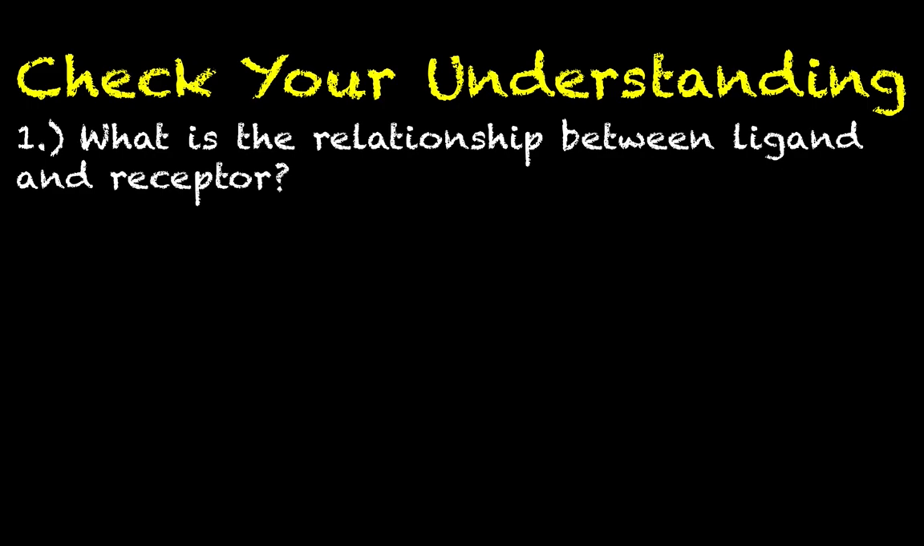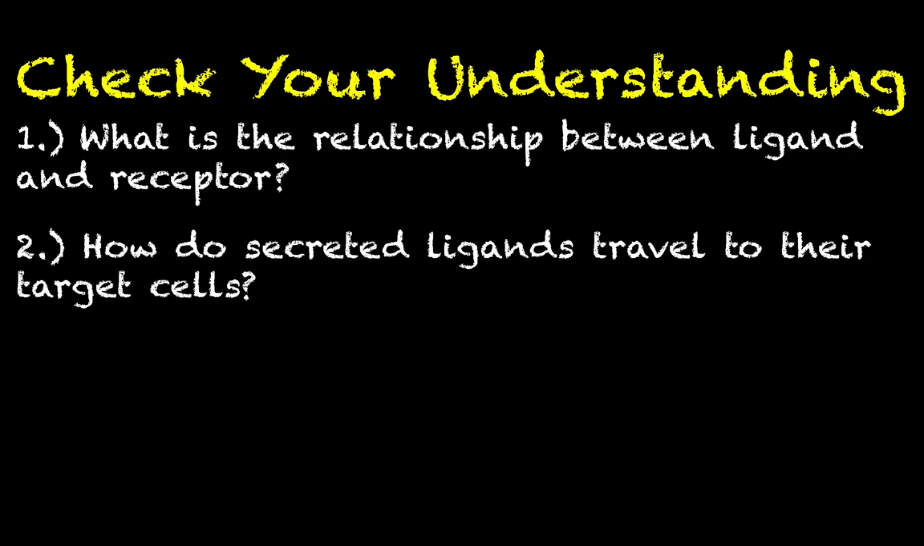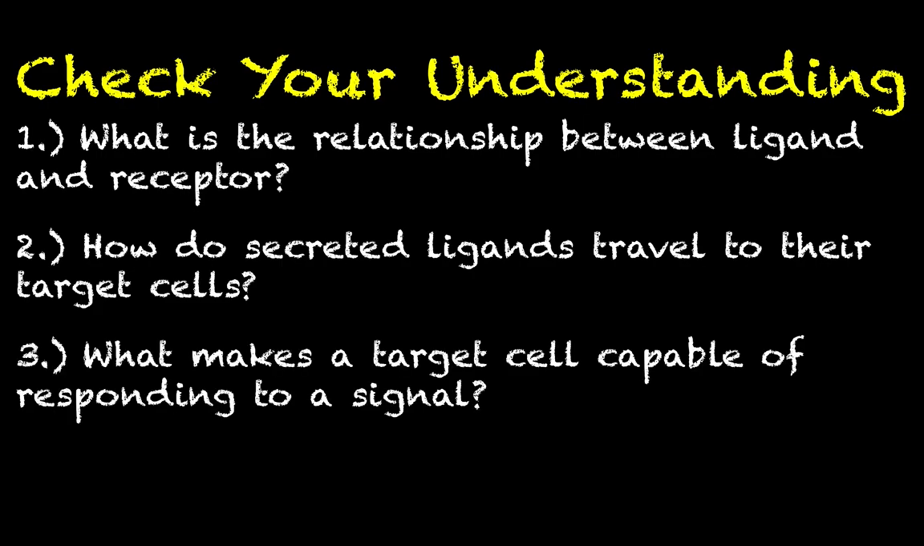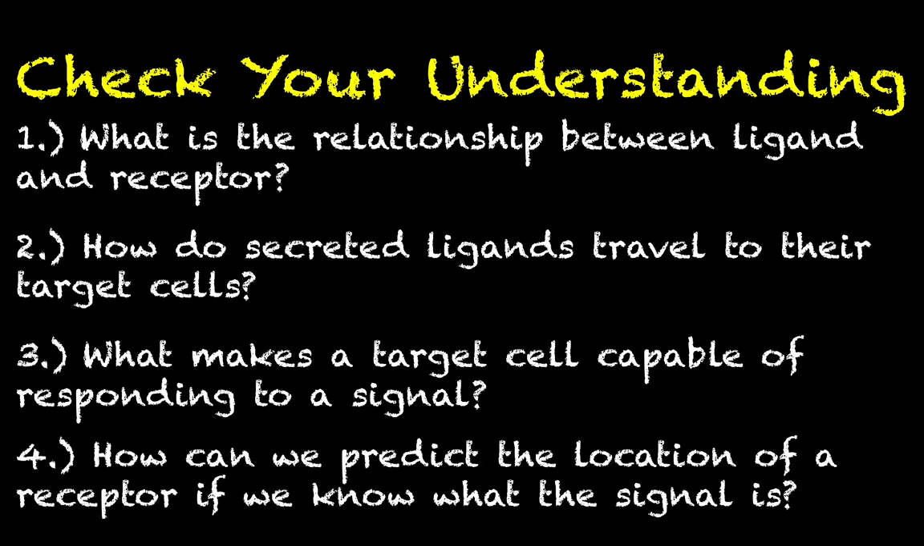For checking your understanding, number 1, what is the relationship between a ligand and its receptor? Number 2, how do secreted ligands travel to their target cells? Number 3, what makes a target cell capable of responding to a signal or a ligand? And 4, how can we predict the location of a receptor if we know what the signal is?